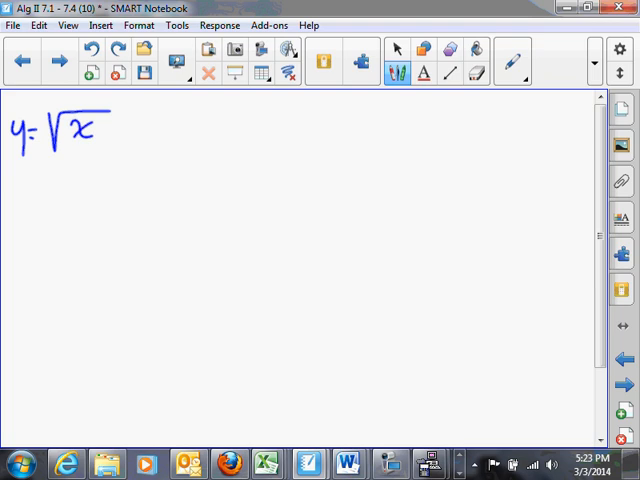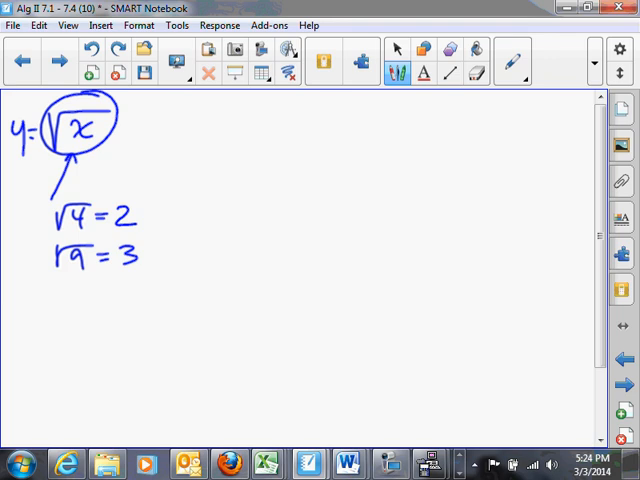Now, the square root of x basically says what is the number that when you use it as a factor twice gives you x, or in other words, the square root of 4 is the number that when you use it as a factor twice gives you 4, and in this case 2. The square root of 9 would be 3 because 3 times 3 is 9.